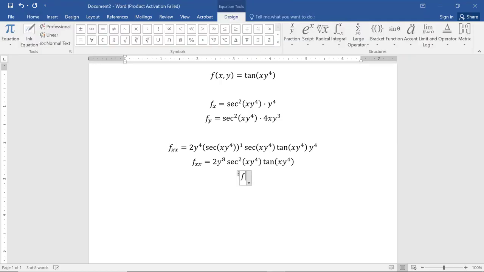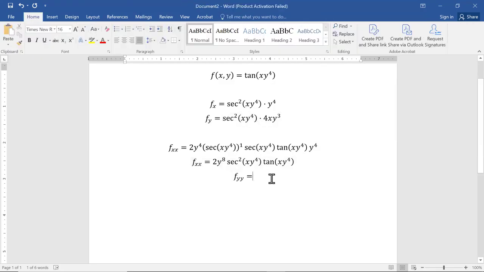If I do f sub yy, well, it's going to be even more complicated because I have a product rule, and when I take the derivative of this, I have a chain rule. So it's going to be product rule mixed in with a chain rule, mixed in with a second chain rule. So I'd start, once again, 2 comes out front. So I'm going to call secant squared this my first component, and then the 4xy to the third, that's going to be my second component.